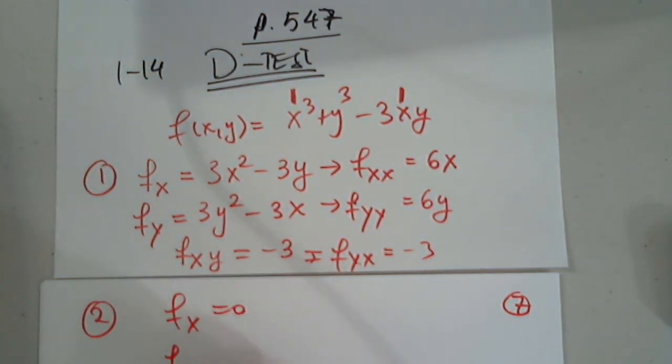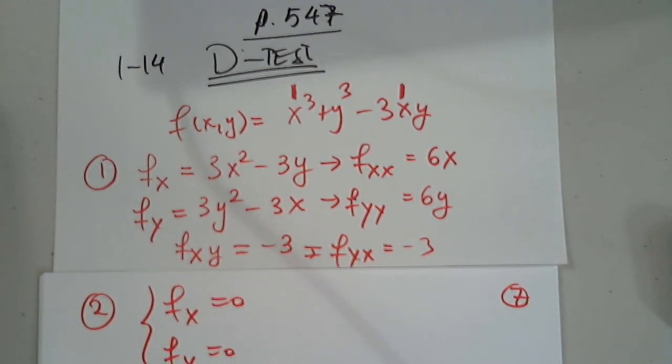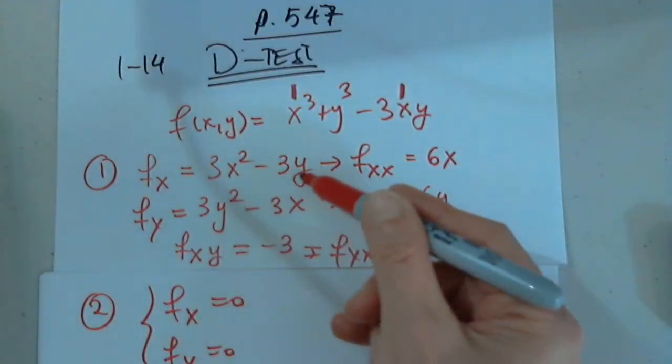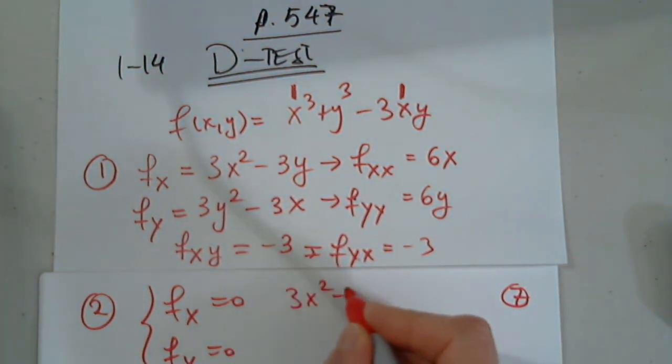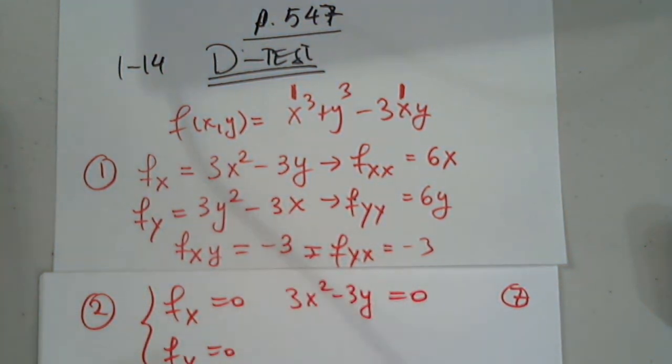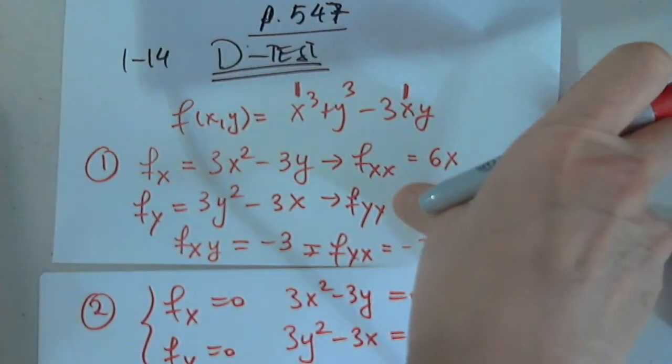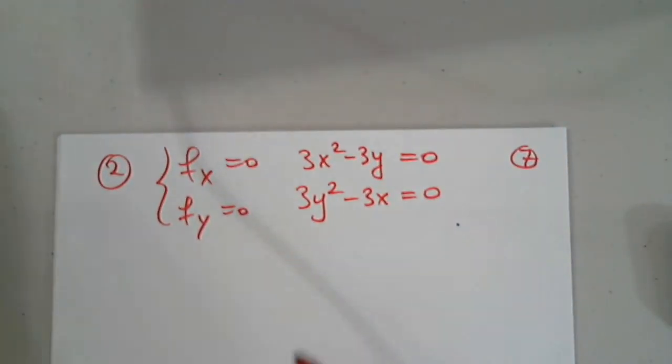Fx equals 0, Fy equals 0, to see what we get from there. But Fx is 3x squared minus 3y equals 0. And Fy is 3y squared minus 3x equals 0. So this is the system.